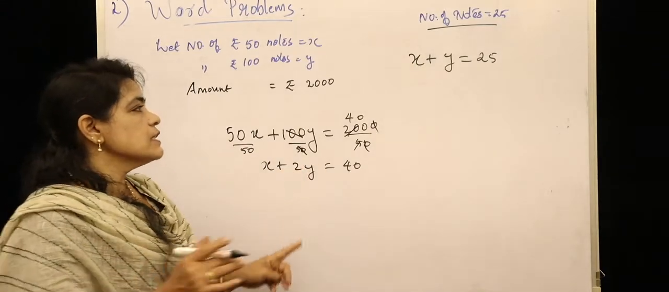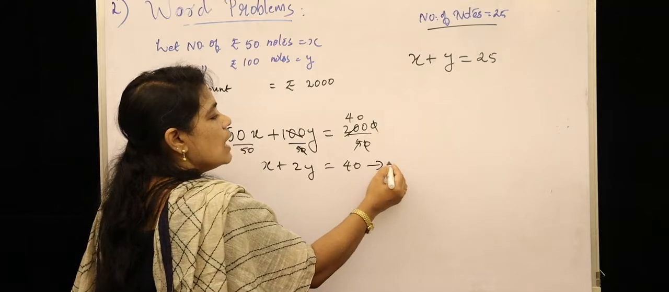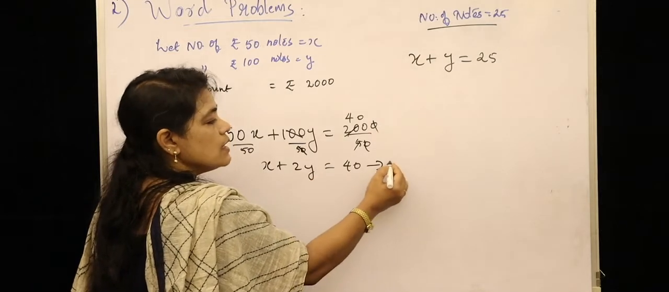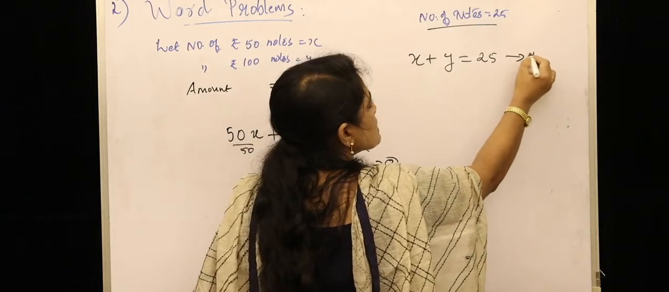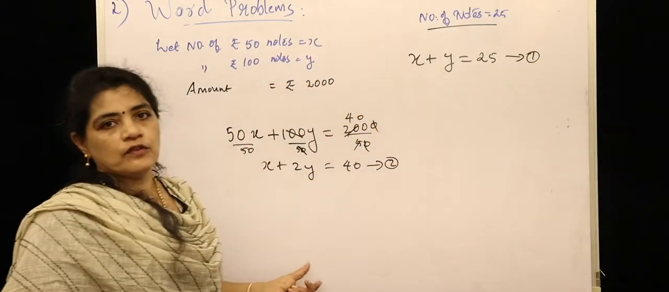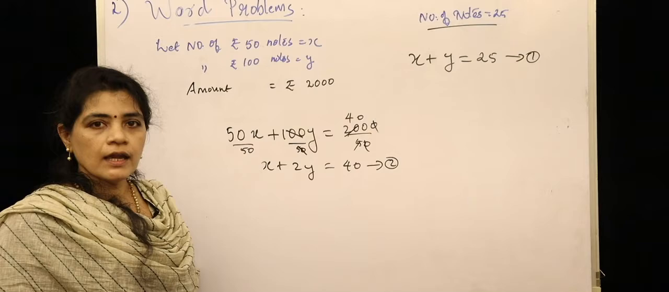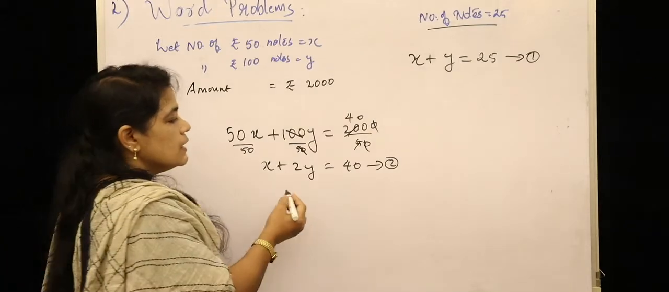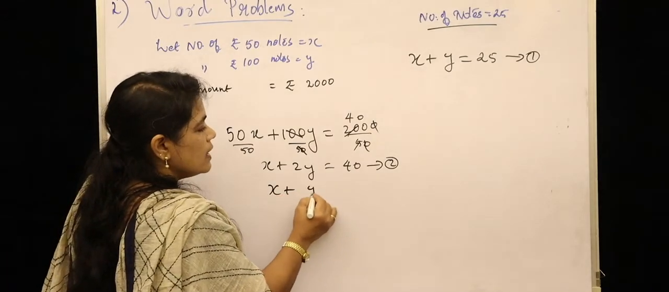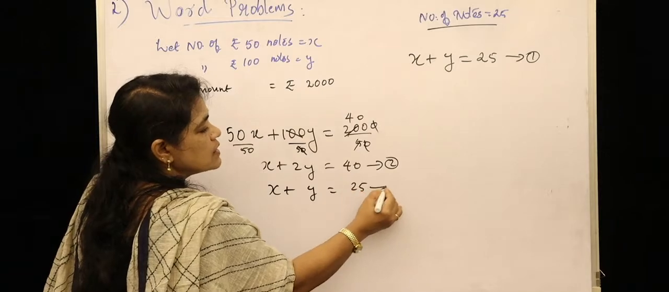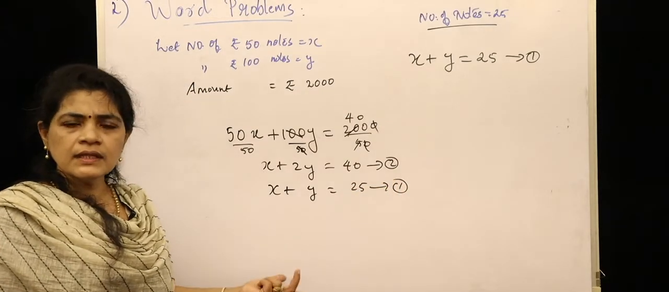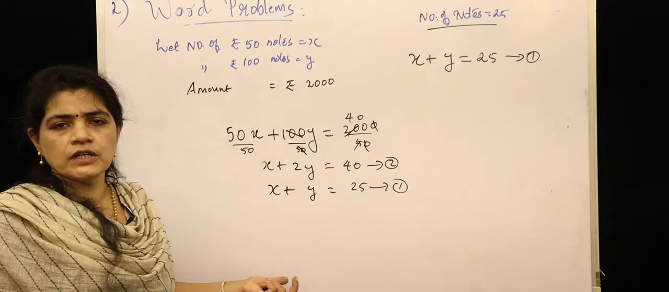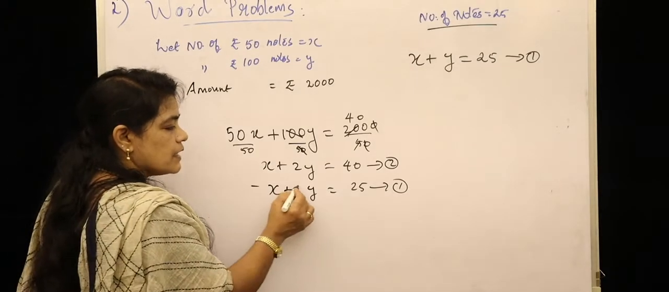So we have the second equation as x plus 2y is equal to 40, and the first equation is x plus y is equal to 25. Any method you can apply. I am using the elimination method. That is x plus y is equal to 25. This is the first equation. See children, x is the same variable with the same coefficient. How can this be eliminated? Just subtract.